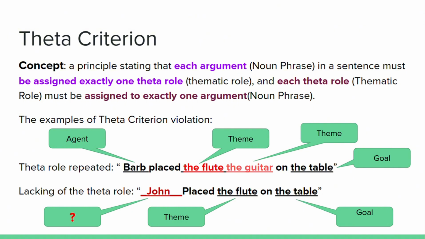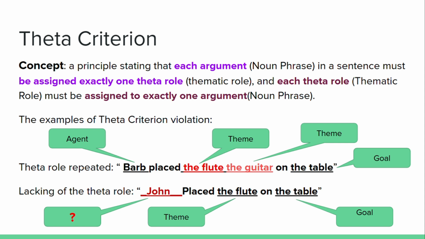So to put it simply, the Theta Criterion is that, firstly, every argument, that is, the noun phrase, should be assigned a theta role in a sentence. Secondly, each theta role that is assigned in a sentence should be different from each other.